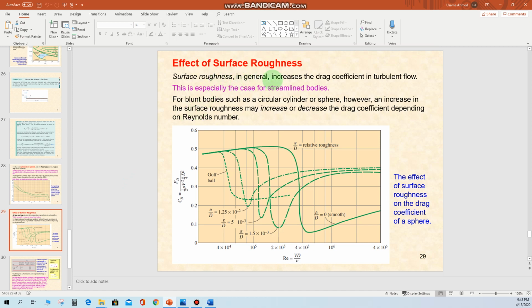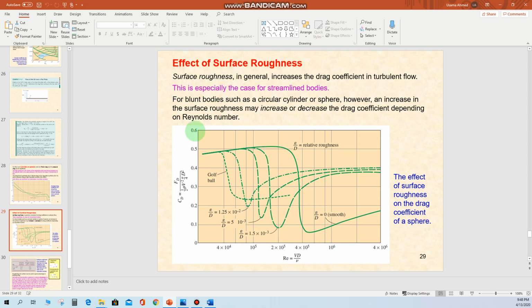Now we have to see the same concept here. Surface roughness in general increases the drag coefficient in turbulent flow. So if we are dealing with objects that have high surface roughness, the drag coefficient will increase in turbulent flow. Now this is the case for streamlined bodies. For blunt bodies, what would happen? For blunt bodies such as a circular cylinder or sphere, an increase in the surface roughness may increase or decrease the drag coefficient depending on the Reynolds number.